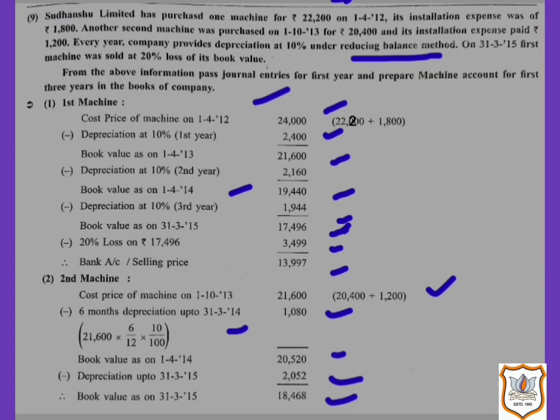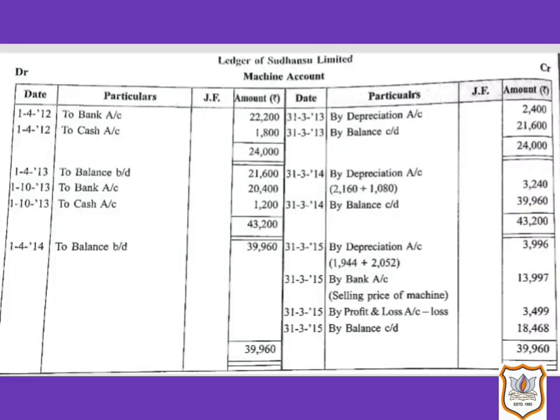Now, let us see how machine account will be prepared. So here is our machine account. First, we will write the heading, Ledger of Sudhanshu Limited, machine account. First, we will prepare a machine account for the first year that begins from 1st April 2012 and ends on 31st March 2013. This machine was purchased for rupees 22,200.